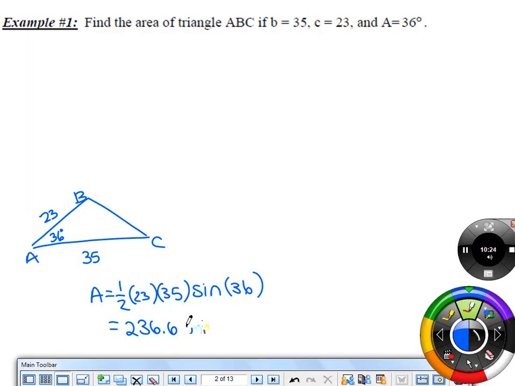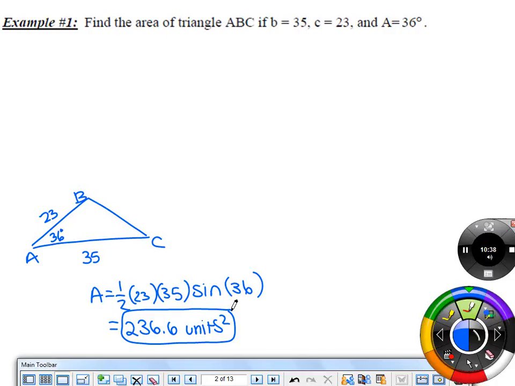we get 236.6. And we were finding area, so whatever the units were, which in this case wasn't given, they would be squared. So is that part okay? Just area from a different perspective, if somebody gave you the formula all put together instead of you drawing the altitude.